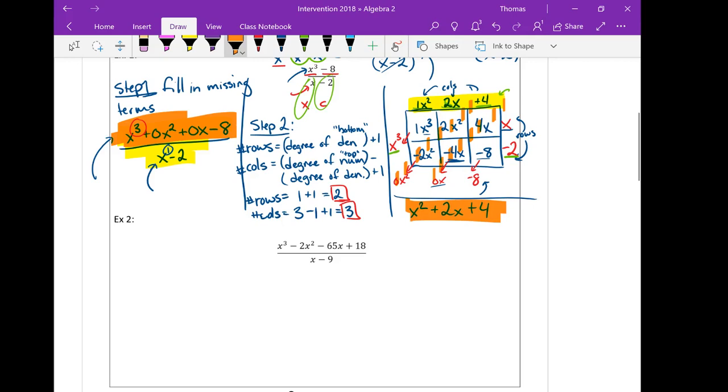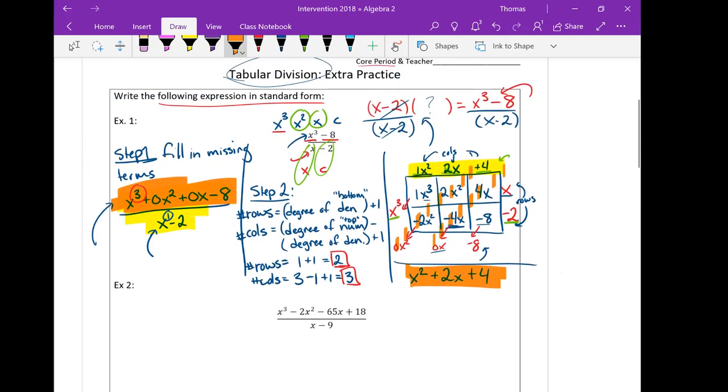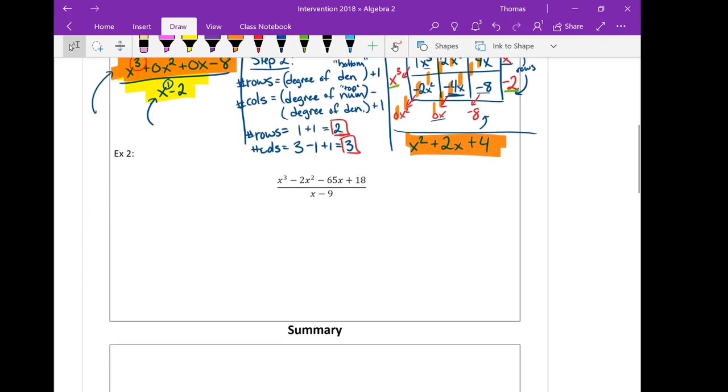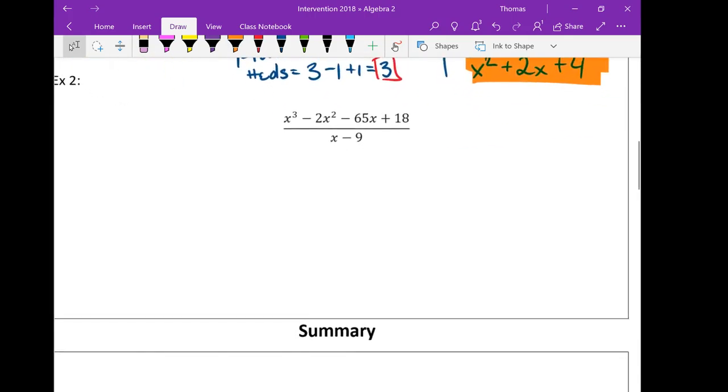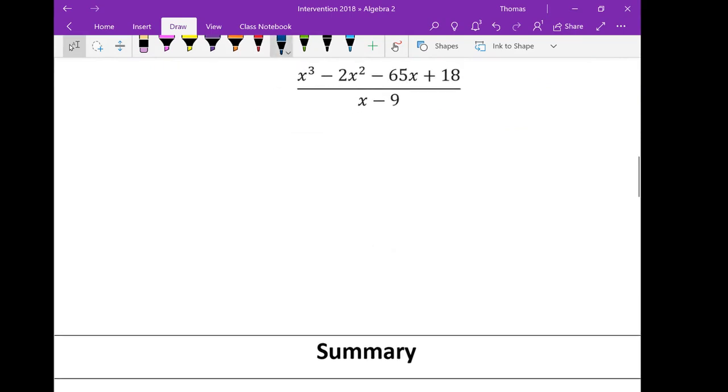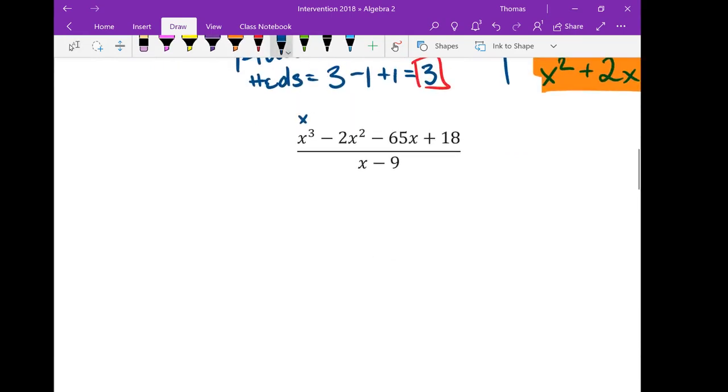So this process has a lot of steps, and it just takes some practice to get used to them. So let's start with one more example, kind of summarize our thoughts. Again, back to our steps. So our first step was to fill in any missing terms. I see in this problem we have x cubed. We should have after a cube an x squared. After an x squared we should have an x. After an x we should have a constant.